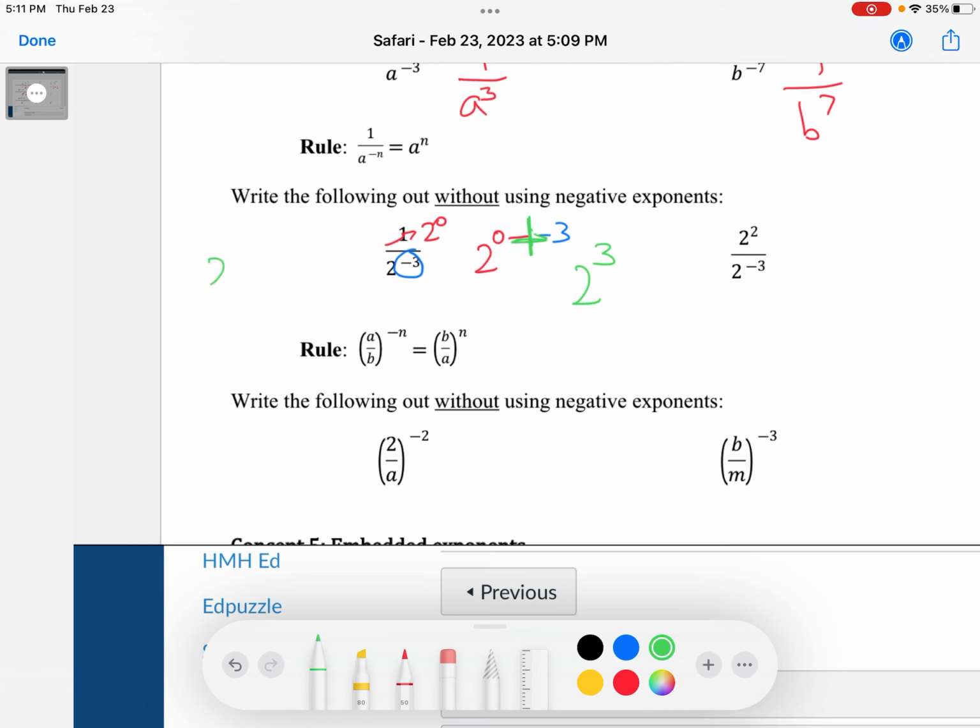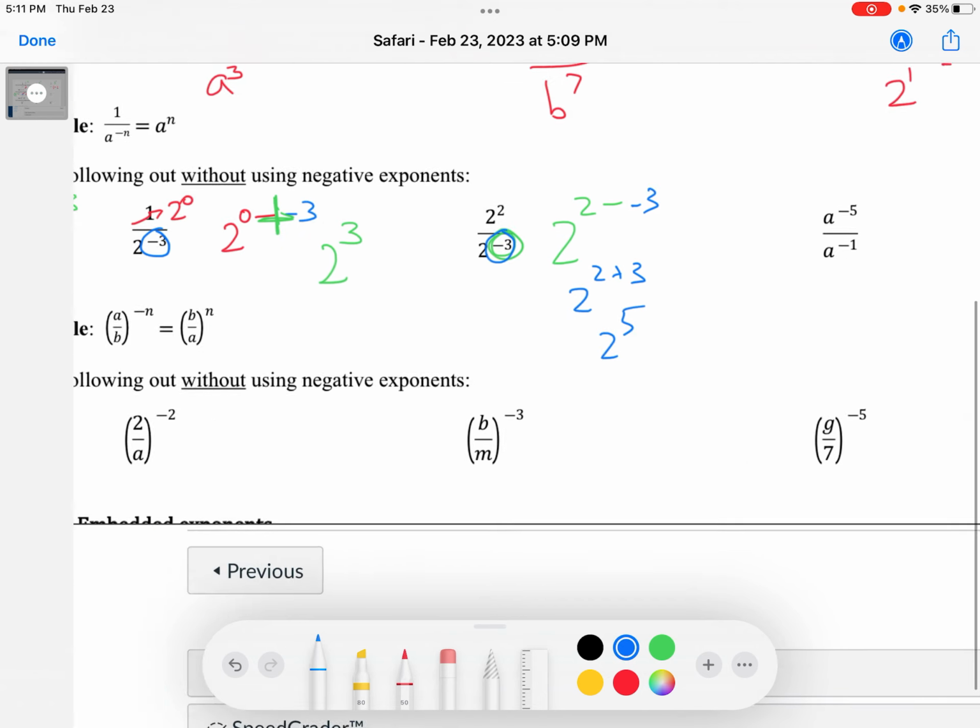All right, so do that one more time. You saw 2 to the negative 3 on the bottom. A negative exponent on the bottom will turn into a positive exponent, like that. Okay, this next one, this is going to be 2 to the 2nd minus negative 3, which is going to be 2 to the 2 plus 3, 2 to the 5th.